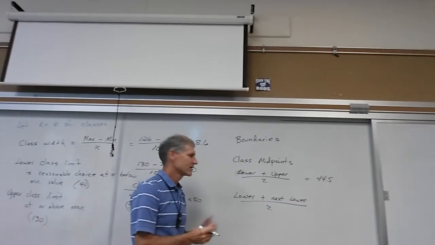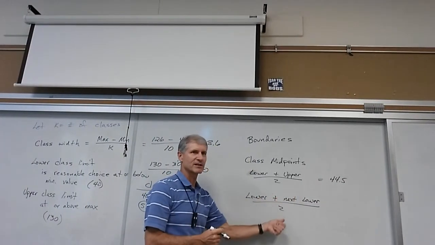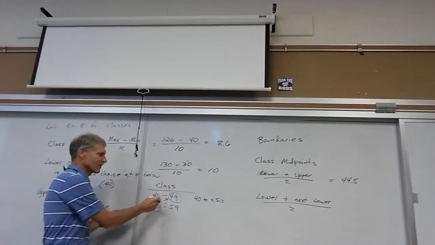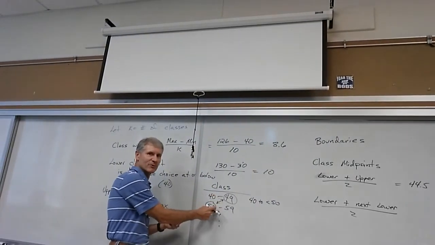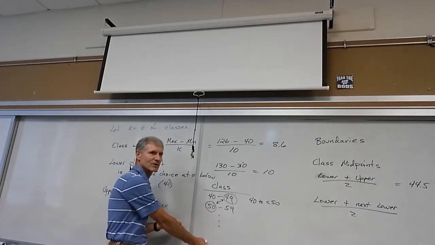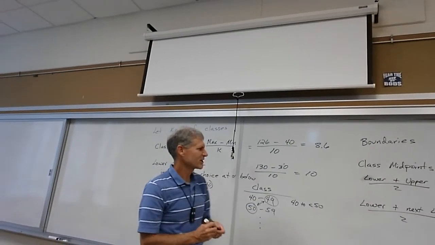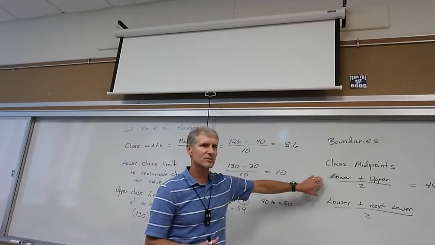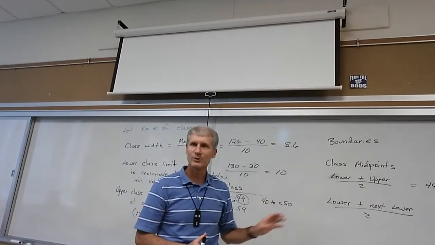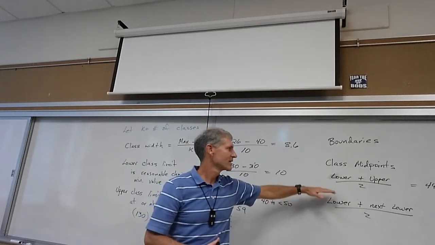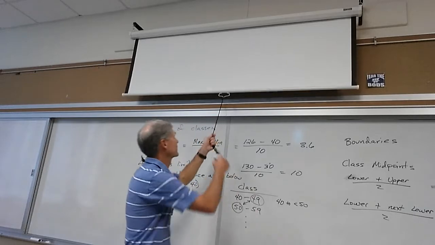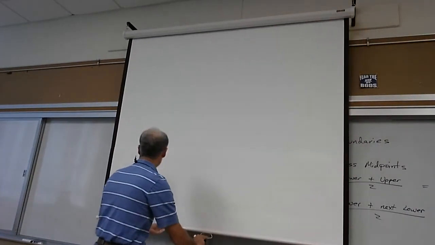Now, to me, it works just as well to go lower plus next lower and divide by 2. And then what would I get? 40 plus 50 divided by 2 is 45. Doesn't that seem more reasonable that, well, 45 is the midpoint of this one, 55, 65, and so on. But again, it really doesn't make a whole lot of difference, but technically this is the way the book defines it. So when you do it on the homework, you're going to need to use that method.